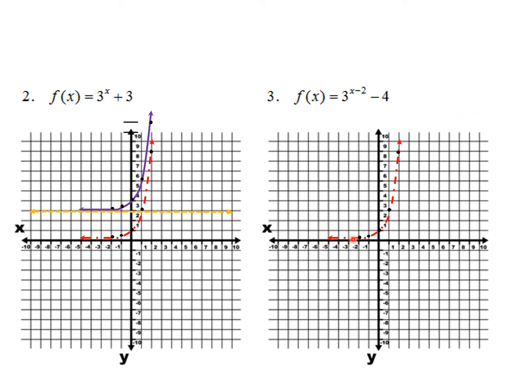Here's the parent function already graphed for you here. What are we going to do? Go ahead and put in place our horizontal asymptote. We're going to shift every point over 2 and down 4. Every point over 2 and down 4. And then we're going to connect it. And there we have it. Our new graph.